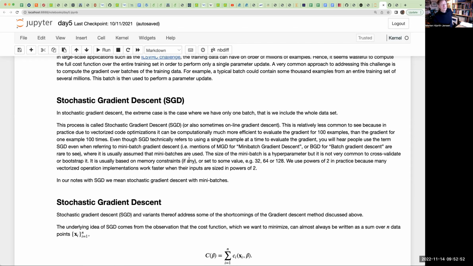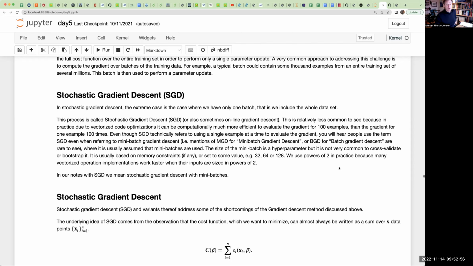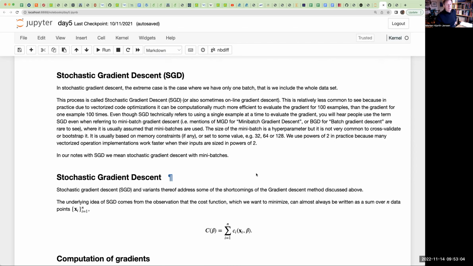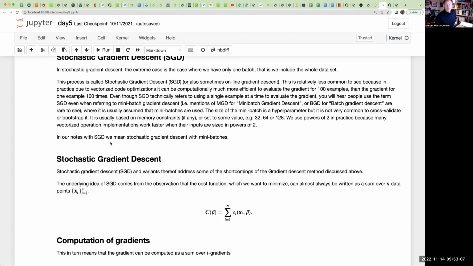And normally these batches are set to values in powers of 2, because many vectorized operations actually work faster when the inputs are sized in powers of 2. So when I'm saying stochastic gradient descent, I'm actually going to mean a stochastic gradient descent with mini batches. And that's the kind of standard wording which is used normally.